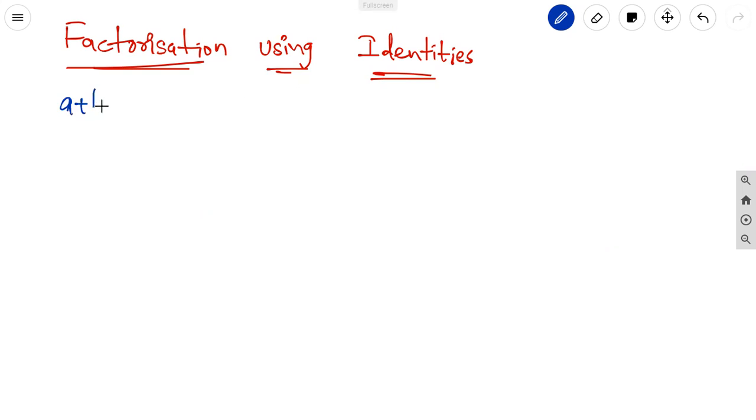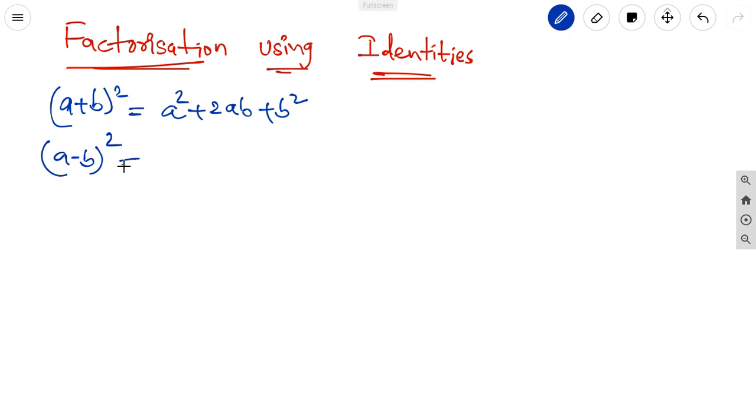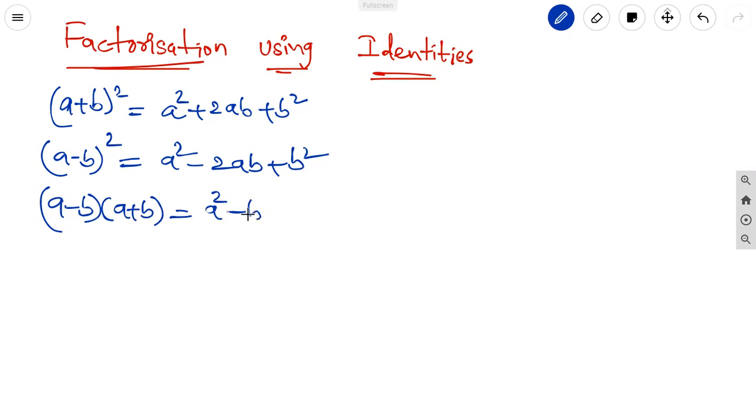Those are (a + b) whole square equals a square plus 2ab plus b square, and (a − b) whole square equals a square minus 2ab plus b square. The third identity is (a − b)(a + b) equals a square minus b square.